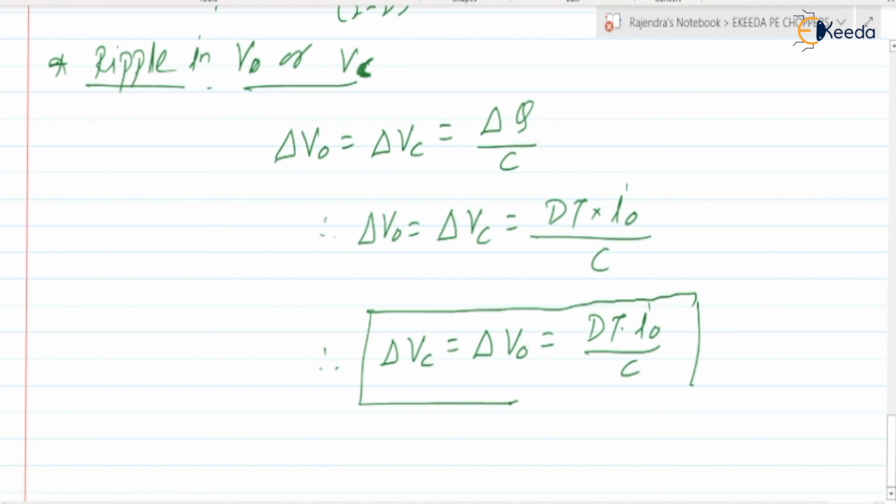Okay, so this is about some of the parameters related to the buck boost converter. In the next video, we'll discuss some other parameters related to the buck boost converter.